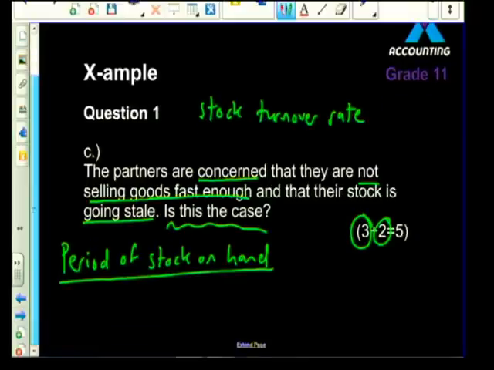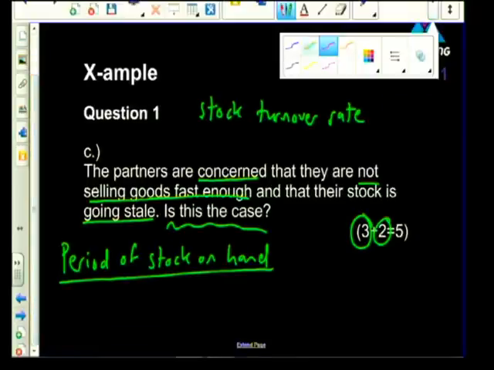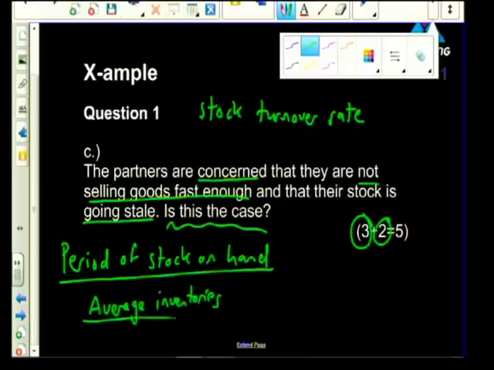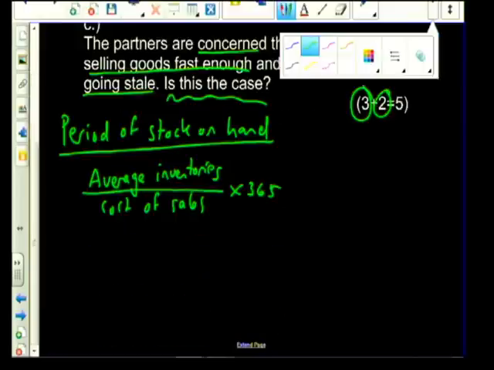Let's write it down on our page. Average inventories over cost of sales. And I'm going to multiply this answer by 365. I prefer to do it times 365, but please note that it is not wrong to do it times 12. You can do either one that you'd like.